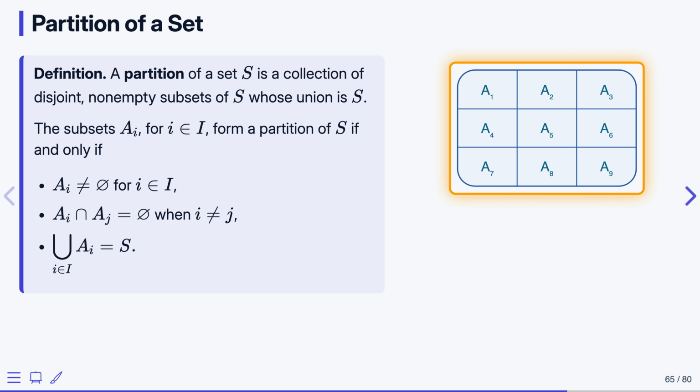Look at the picture. The big box is the set S. It is split into 9 cells, A sub 1 up to A sub 9. The cells do not overlap, and together they fill the whole box. That is a partition.